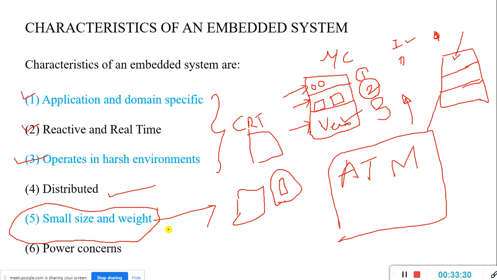Very small size, and not only small size, small and beautiful, right? You can see the shape of your embedded systems, right? So that is another important characteristic of embedded systems.